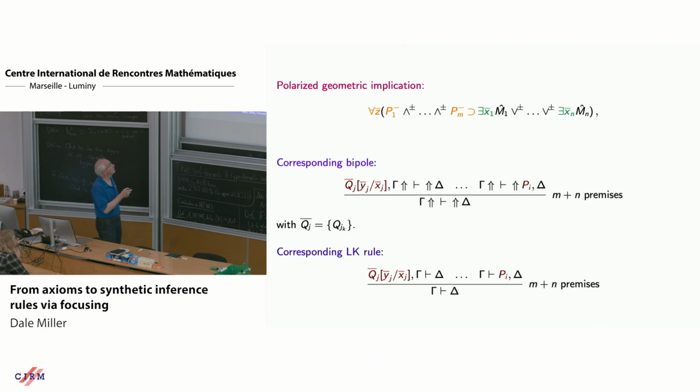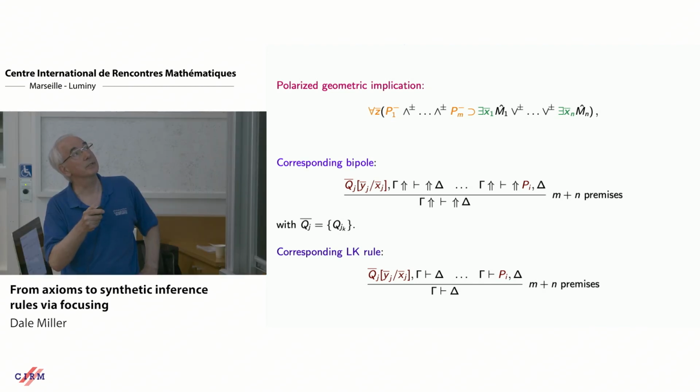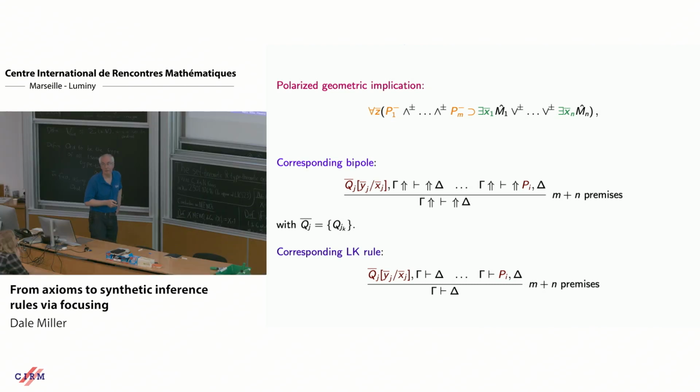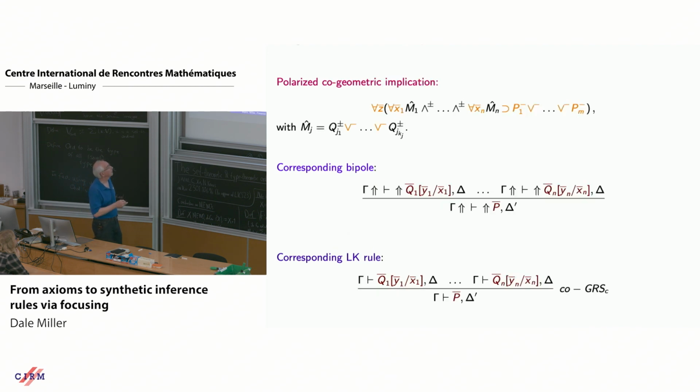Another choice would be to polarize the atoms negatively. In this case, the choice of conjunction doesn't matter, and also here. And I get a rule that looks much more like this. I don't have any requirement on what's down here, but I put Q's in some of the premises and P's on the left and P's on the right on other premises. Okay. It's another form of the inference rule.